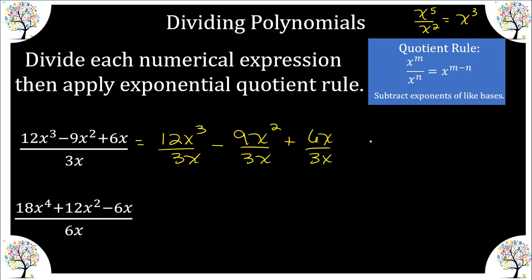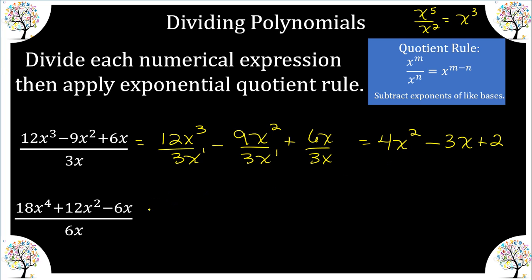So 3 into 12 is 4. X to the third over x to the 1 is x to the second. We have minus 9 divided by 3 is 3. X squared divided by x to the 1 is x to the 1. And then we have plus 6x divided by 3x. 6 divided by 3 is 2. And then the x's cancel. So we have a quadratic trinomial.